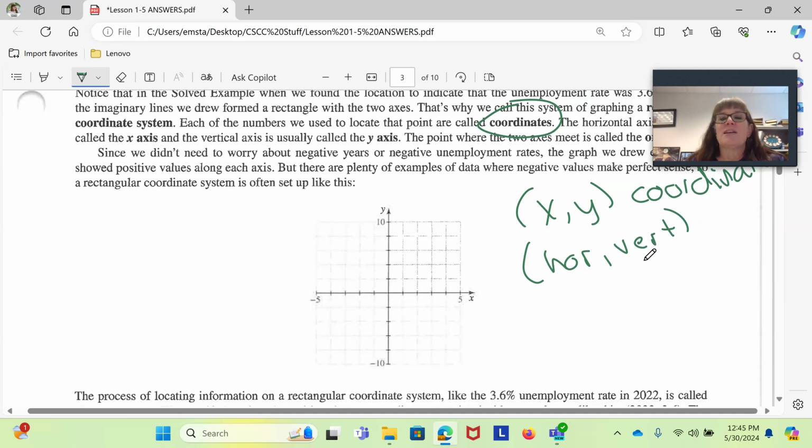So this is a rectangular coordinate system that is given for us. When we did the last problem, we didn't need the negatives. We weren't going to have negative years, and we weren't going to have negative percents. But in the math world, we do have positives and negatives, so it's actually two number lines put together. The horizontal number line is the x-axis. The vertical number line is the y-axis. So they're two number lines put together. The place where they meet, the place where they cross, is called the origin.